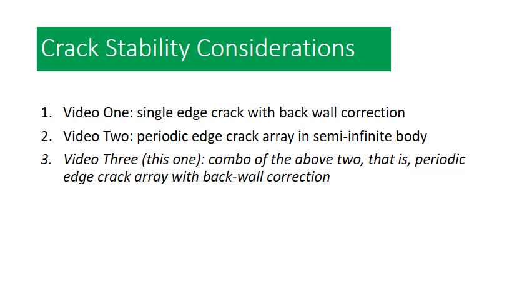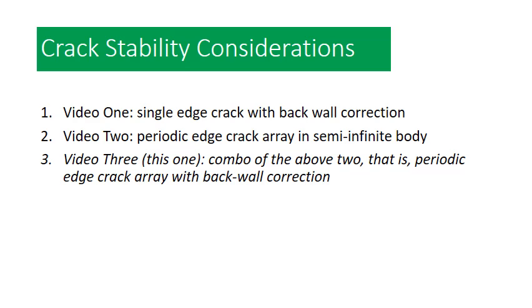Now, I mentioned that this is part 3 of my video series. In the first part of the video series, I looked at the behavior of a single edge crack and considered a back wall correction factor in that analysis. And what I showed is that as a crack propagates, it goes through regions of stability from low stability growth to high stability growth to low stability growth.